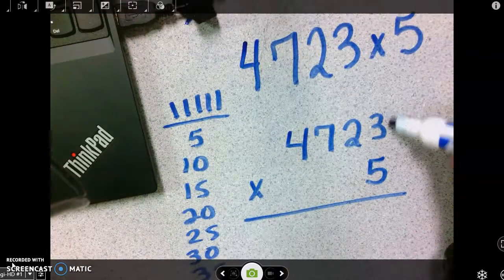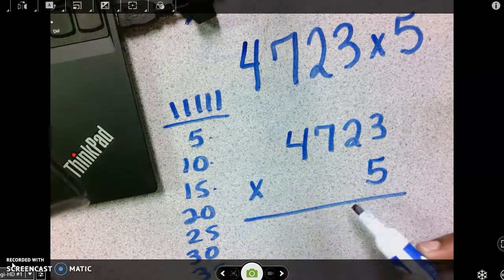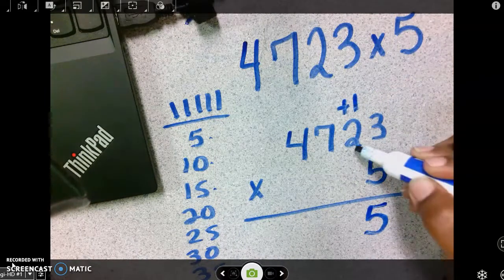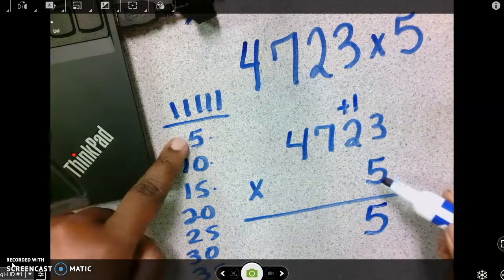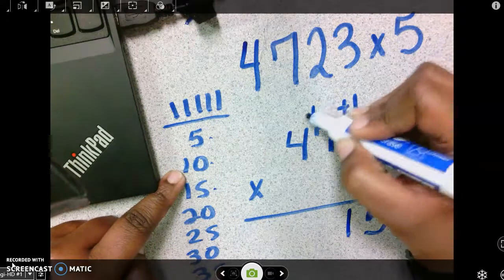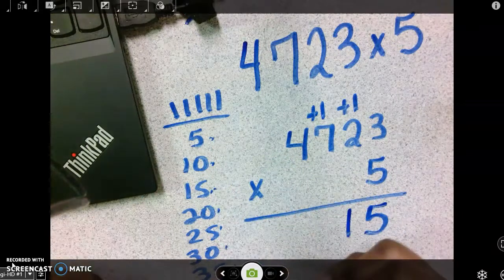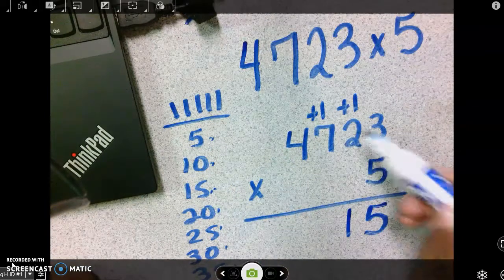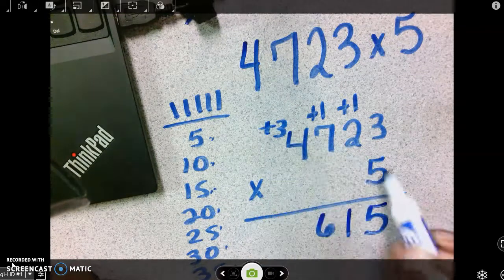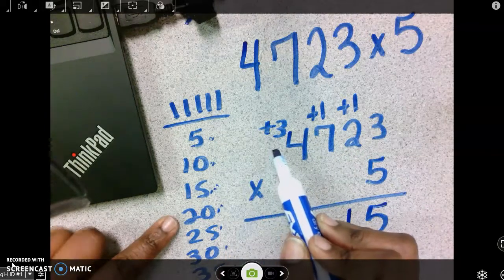I start in the ones place. 3 times 5. Well, 1, 2, 3 gives me 15. I put my 5 down. Regroup my 1. 2 times 5. Well, 1, 2, plus the 1 I regrouped gives me 11. 7 times 5 gives me 35. Plus the 1 I regrouped makes that 36. I put my 6. I can't forget to put the number that I regrouped. And then 4 times 5, plus the 3 I regrouped is 23.